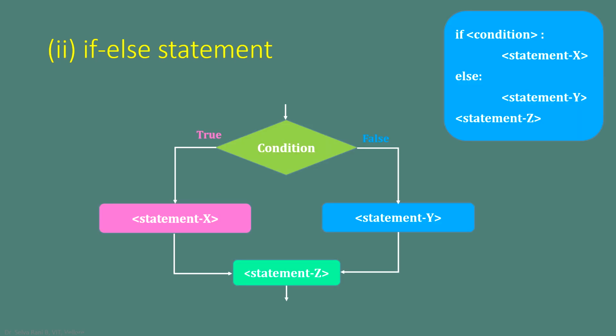Here is the flow diagram to understand the concept of the if-else statement. We check the condition, and the condition may yield either true or false as the result. If the condition is true, we execute statement X. If the condition is false, we execute statement Y. And in both cases, after executing statement X or Y, the interpreter will come to the statement which follows the if construct, and that is statement Z.